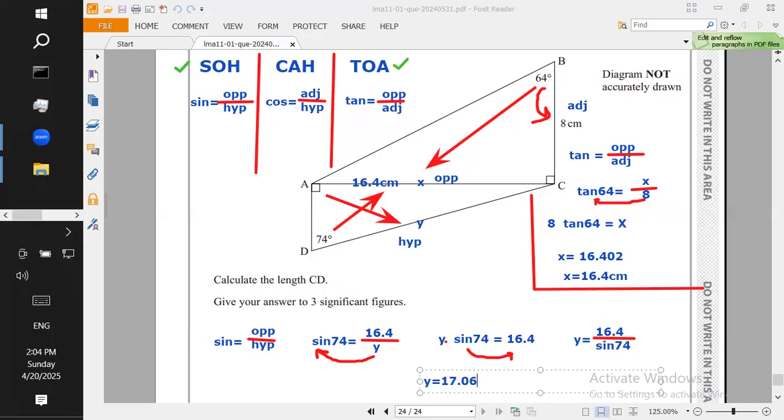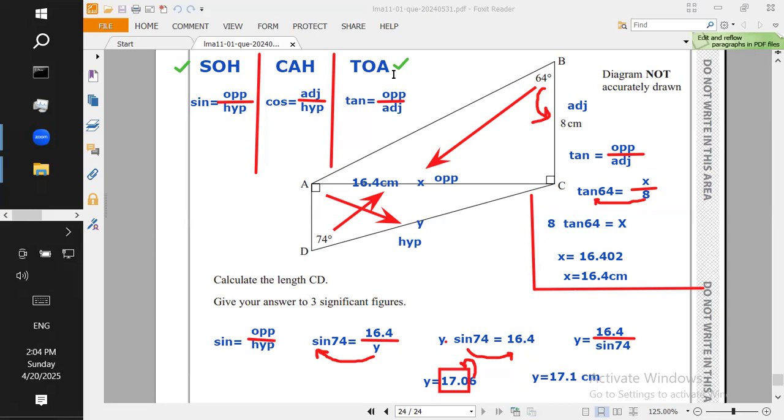17.06. And when you round it to 3 significant figures, it means you need 3 numbers in the answer. So 3 numbers means what? It means I'm going to cover the 3 numbers that we want here. And I'm going to look at the number after it, which is the 6. The 6 is a big number. This means it's going to add 1 to the number after. So the final answer is 17.1. So y will equal 17.1, and that's the length of CD. And because the unit is in centimeters, the answer should be in centimeters.